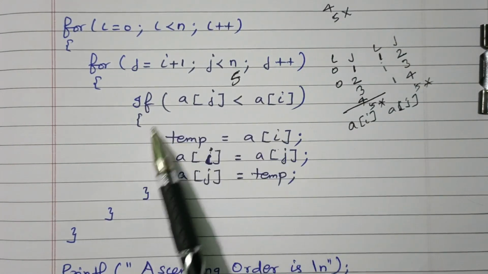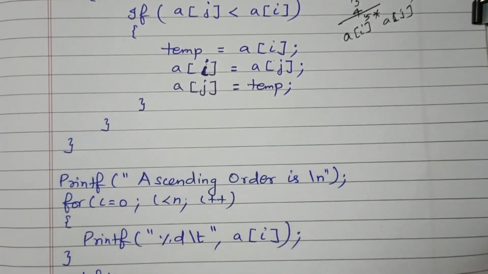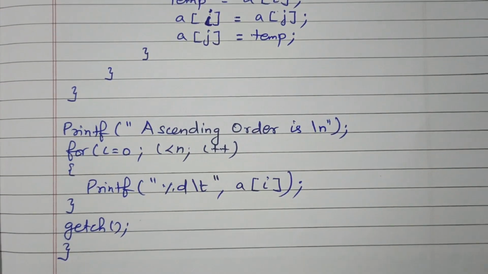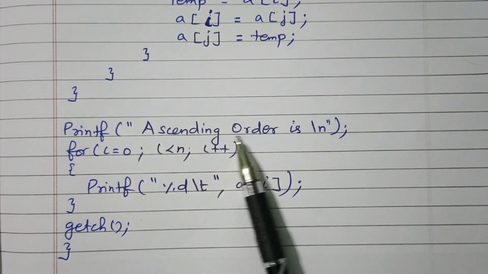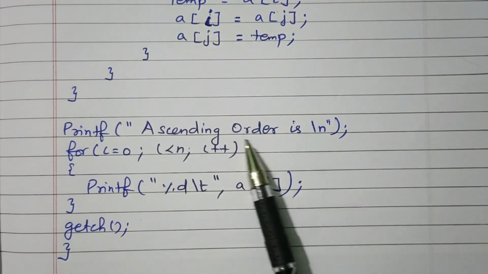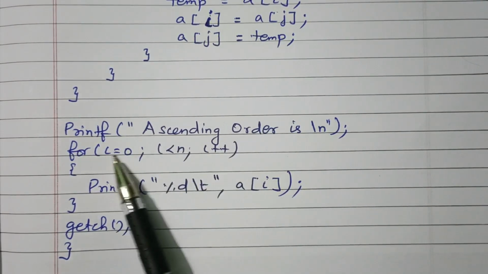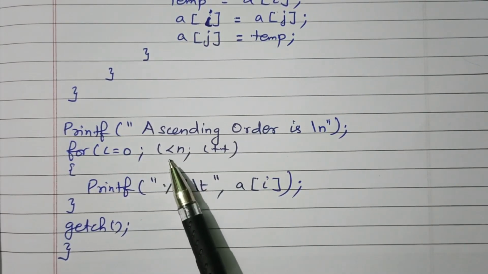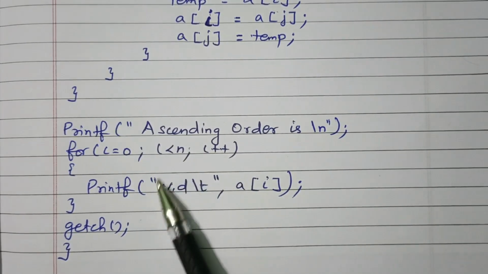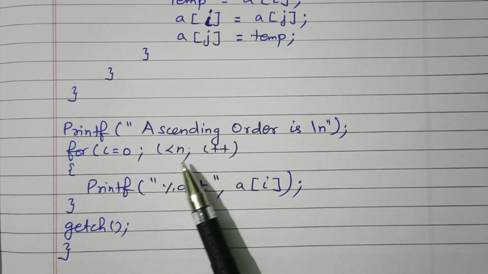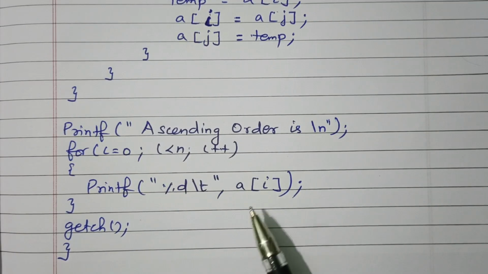So after completing all these loops, the numbers are arranged in the order that we already discussed with the example, how the numbers are arranged. Now we can print the numbers. Print of ascending order is \n, meaning after printing ascending order, it will go to the next line. So for printing also, we need to open a for loop: for i equal to 0, i less than n, i plus plus. I is 0, n is 5, so it will execute 5 times: 0, 1, 2, 3, 4. So it will print the numbers.